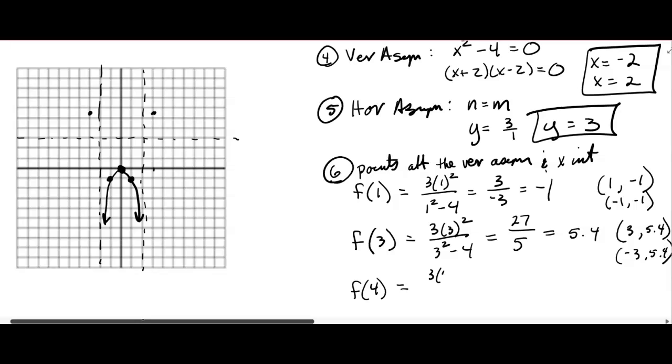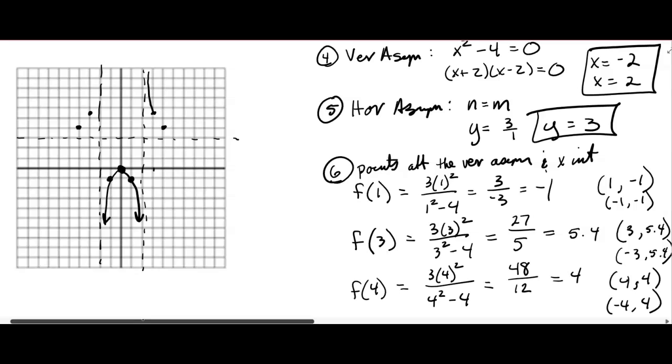Okay, so 3 times 4 squared. I mean, we're pretty sure we know what's going on probably, but let's just check it out. Okay, so I have 16 times 3, which is 48 in the numerator. And then 16 minus 4 is 12. Oh, I think that's going to come out even to be 4. So that gives me the point 4, 4. Interesting. That means there's also a point negative 4, 4 on the other side. Okay, so 4, 1, 2, 3, 4. There's a point, and then there's also one over here at negative 4, 4. Okay, that gives me a really good idea what's going on.